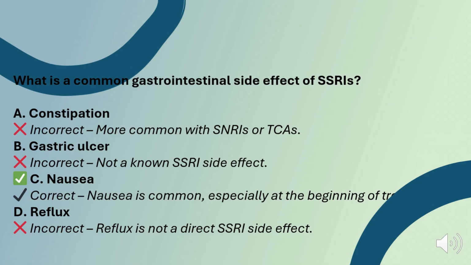Nausea is common, especially in the beginning of treatment. That's why we start low and we go slow. And that's a way to remember that. We don't want to have our clients experiencing nausea. Again, that will stop them from taking the medication. And then reflux. Reflux is not a direct SSRI side effect.